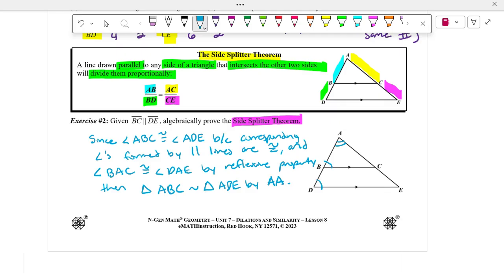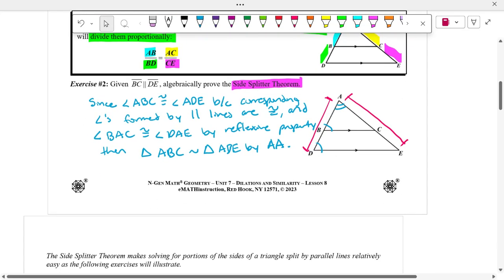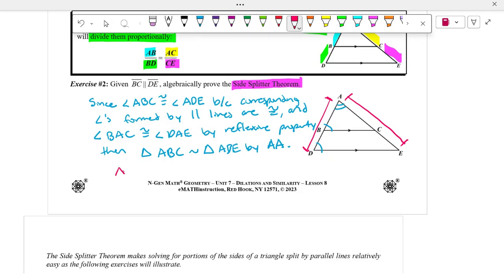Now, since we know they're similar, we can do all kinds of things with proportions. First thing is that AB over AD, or AD over AB, is going to be equal to AE over AC. So this is where the algebra part comes in. AD over AB is equal to AE over AC.